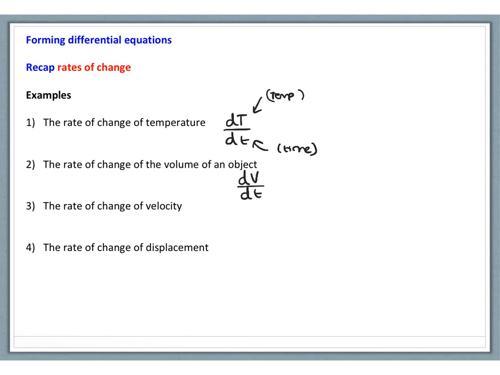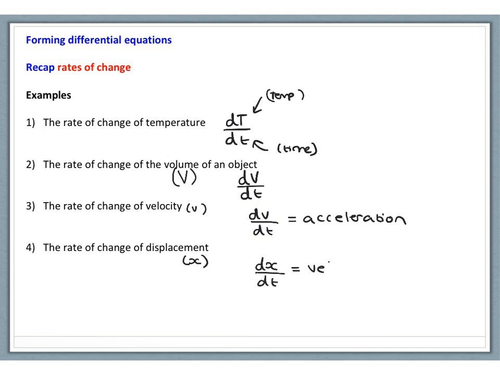What about the rate of change of velocity? Well, I'll use a lowercase v for velocity here as opposed to an uppercase V for volume, and that is dv by dt, which of course you know is equal to acceleration. The rate of change of velocity is the acceleration. And the rate of change of displacement, I'll call displacement lowercase x, that is dx by dt, which again you know from mechanics is equal to velocity.